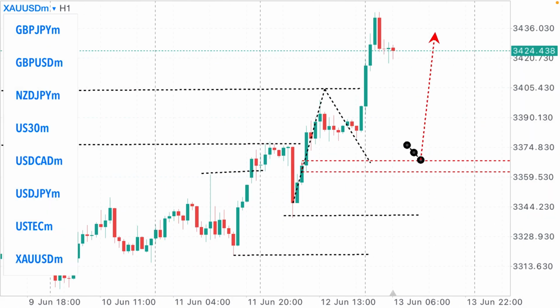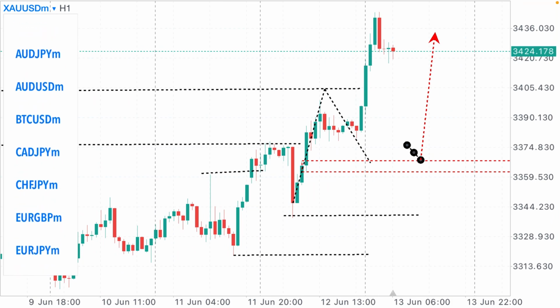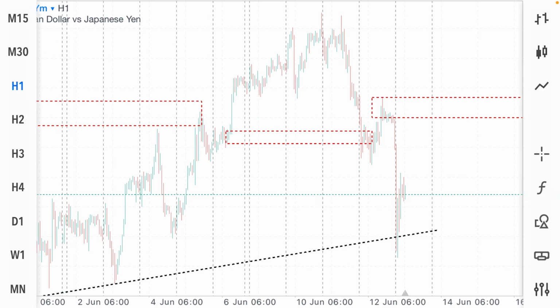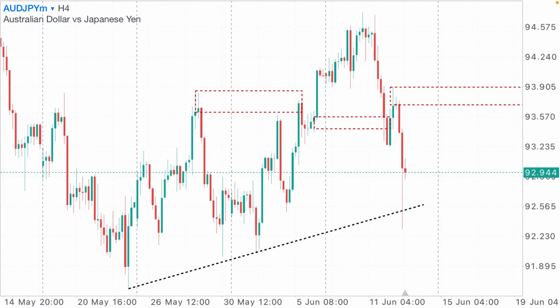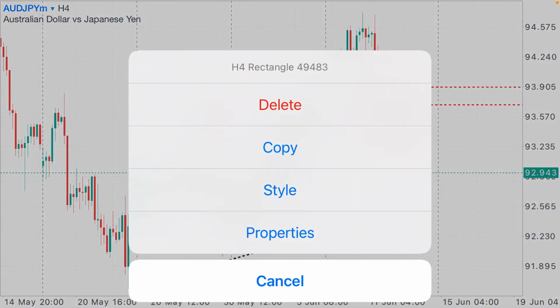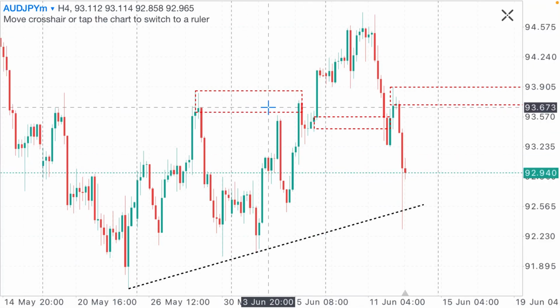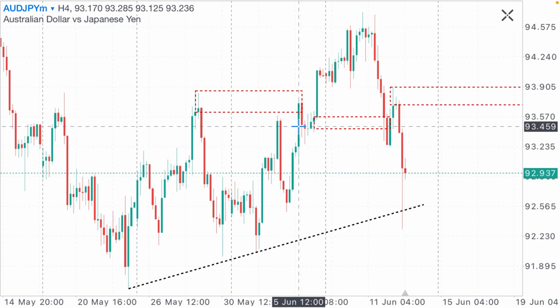So right now I will just analyze Euro GBP, Euro JPY or AUD for you. As you can see, this is AUD JPY. I will take it to the H4 time frame. On the H4 time frame, I will just explain what I've already drawn here. This was the supply zone, and then the market broke the supply.